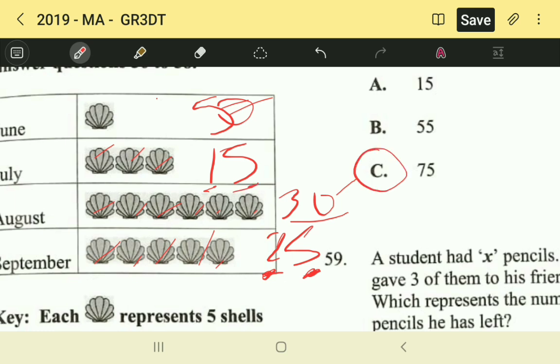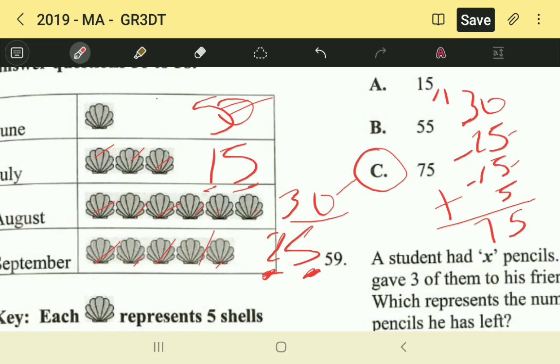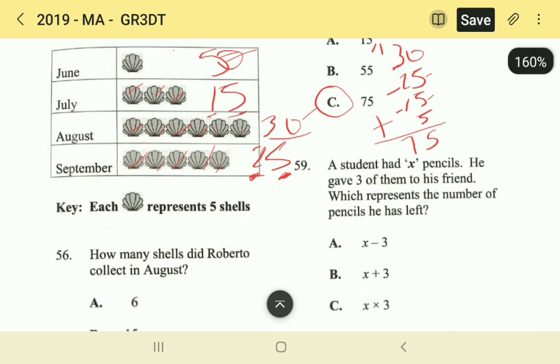Now for those who need to set it out, you put your 30, your 25. You can put them in any order. Your 15 and your 5. And you add them up. 5, 10, 15. You put your 5 and you rename your 1. 3 and 2 are 5 plus 1 is 6. And this one you rename is 7. 75. Give yourselves a hand.